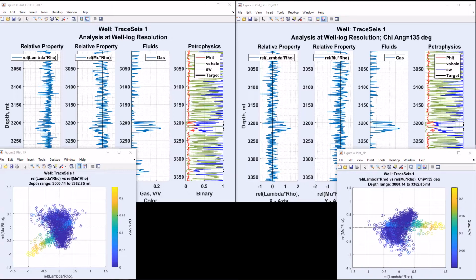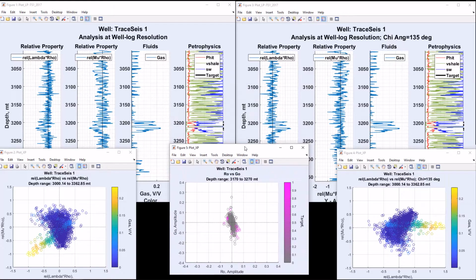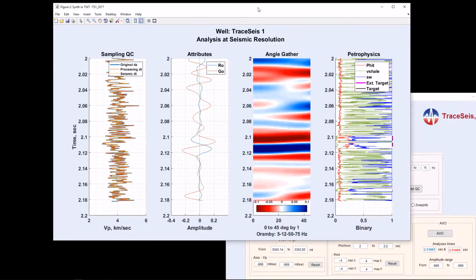The analysis at seismic resolution will include normal incidence and gradient. The attributes in time will be compared with those computed in depth. Next, we are going to QC the attributes at seismic resolution before doing the coordinate rotation. Let's start by looking at the pre-stack synthetic and the attributes generated.